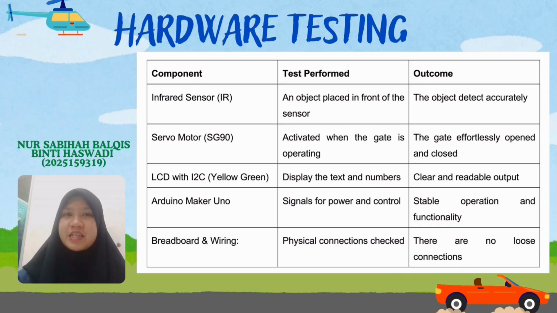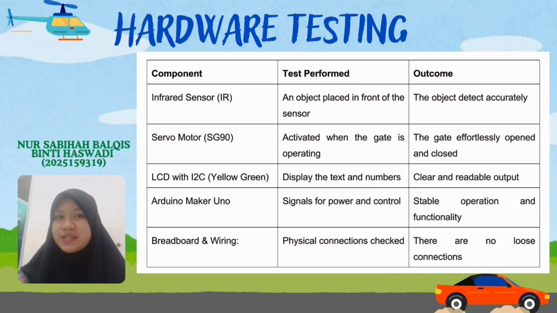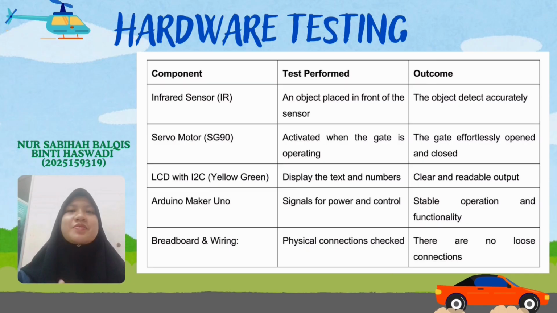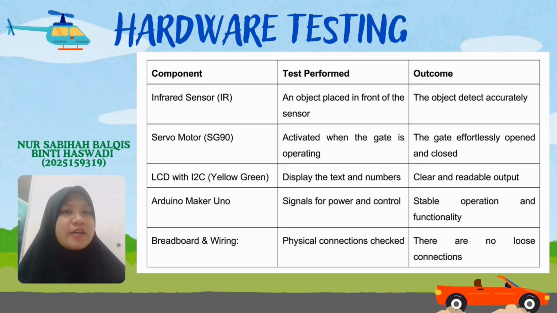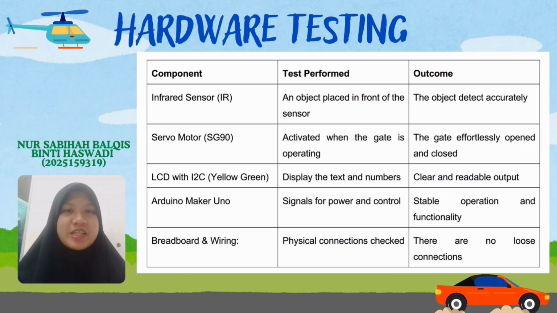Next, for hardware testing, we test all physical components used in the system. This includes the infrared sensors, servo motor, LCD, Arduino Uno, breadboard, and wiring connections. Each component was tested individually before being integrated as a complete system to ensure proper functionality and stable operation.